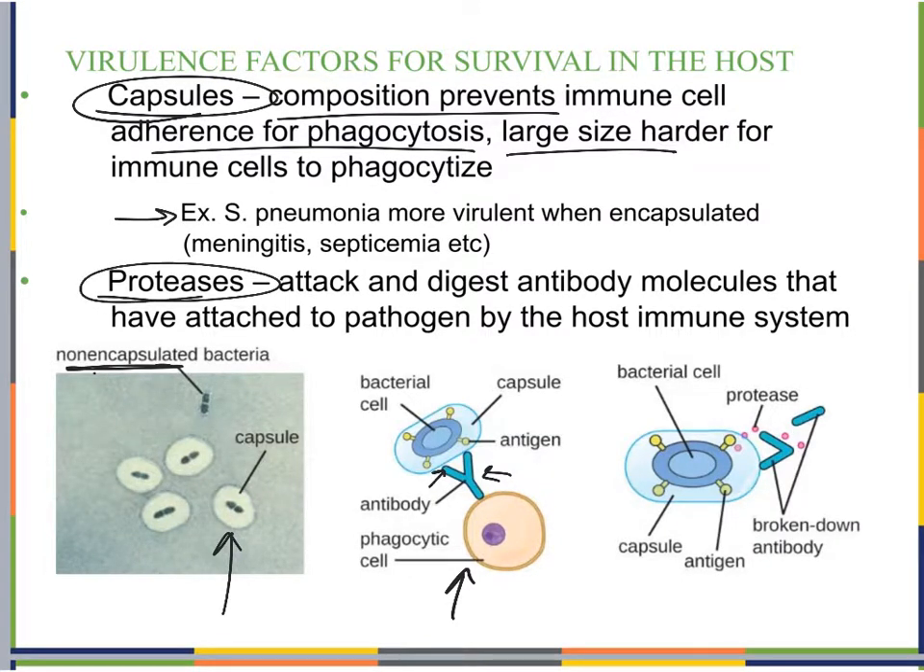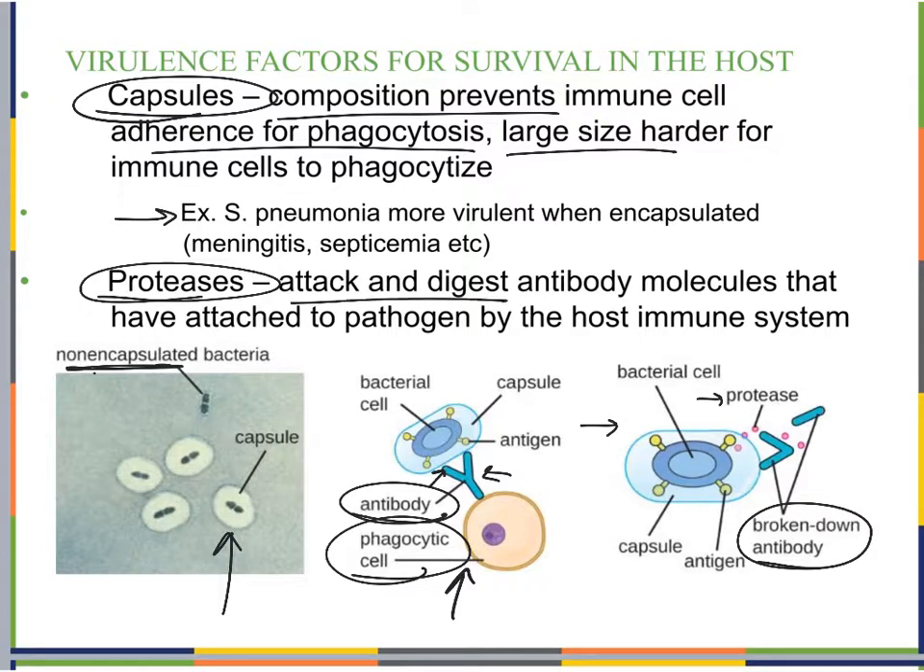The second one is proteases. Proteases are going to attack and digest the antibody molecules. We already mentioned that our phagocytic cell utilizes an antibody to attach to the antigen or the non-self cell. Now, when a bacteria, for example, is able to make proteases, you can see in this illustration on the right, it can actually break down these antibodies. Because, again, proteases go in and cleave those bonds between those amino acids, and if it does that, it's breaking that apart. So it can attack and digest the antibody molecules that have attached to the pathogen.